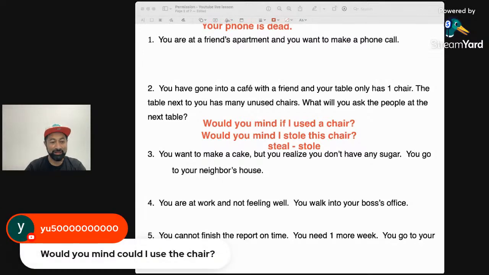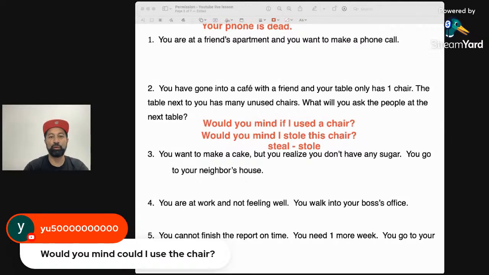All right. I think you are behind in some of these answers, but would you mind? Could I use the chair? So here you've joined two of them. You should separate it. So maybe in this situation, I would say, would you mind if I used the chair? Or could I use the chair? So separate those two. So would you mind and could I? Don't put it together.